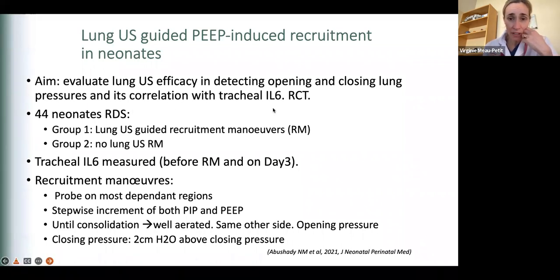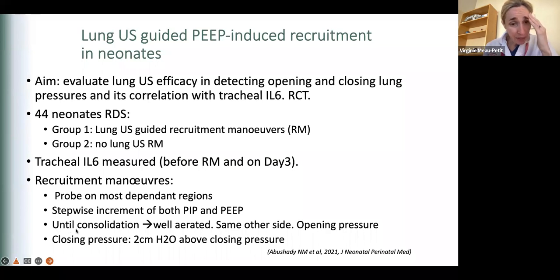And this study made the correlation with tracheal interleukin 6 in a randomized controlled trial. So they allocated 44 neonates with RDS to 2 groups, one with lung ultrasound guided recruitment maneuvers, and the other one not guided by lung ultrasound, but by oxygenation and usual practice. And they measured the tracheal interleukin 6 before the recruitment maneuver and on day 3. So what they did is they put the probe on the most dependent regions and made a stepwise increment in both PIP and PEEP to maintain the driving pressure.